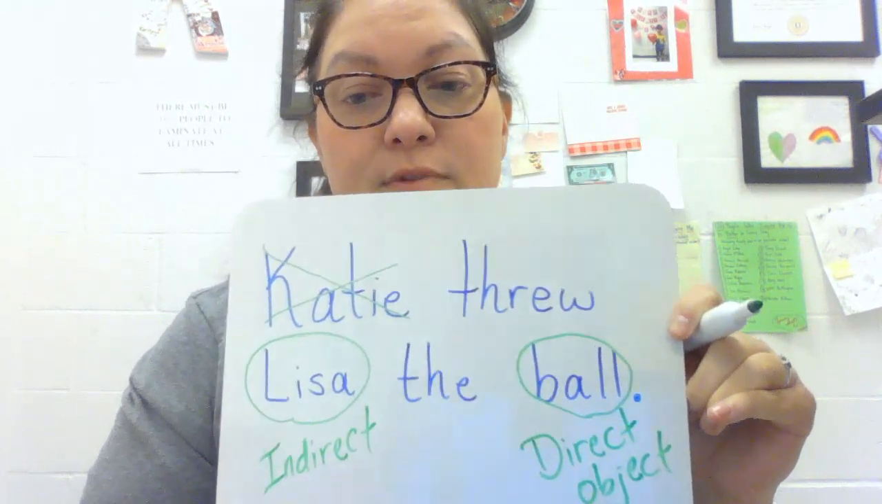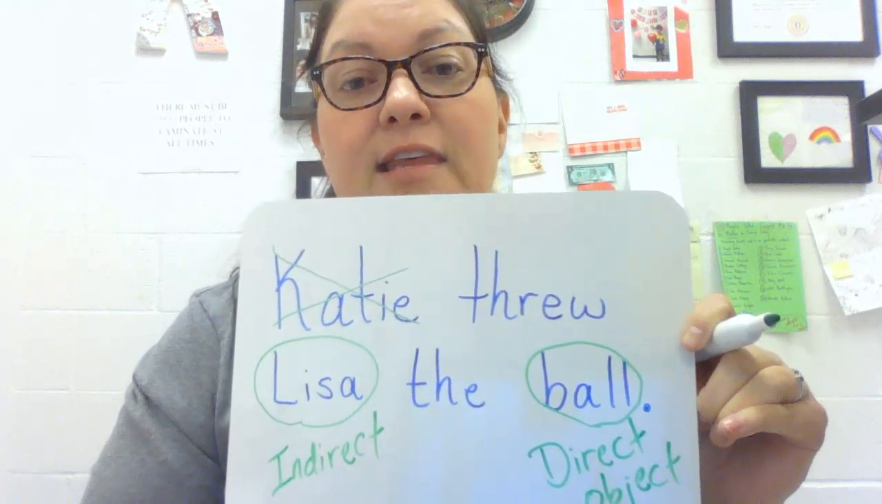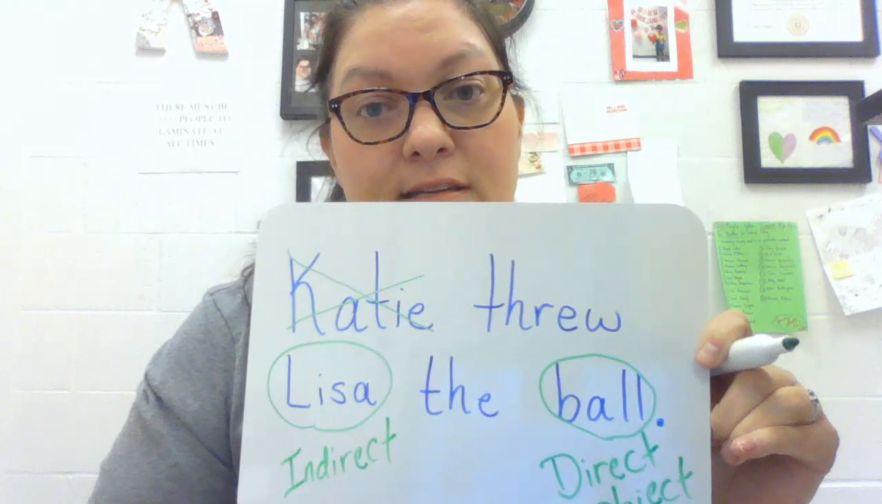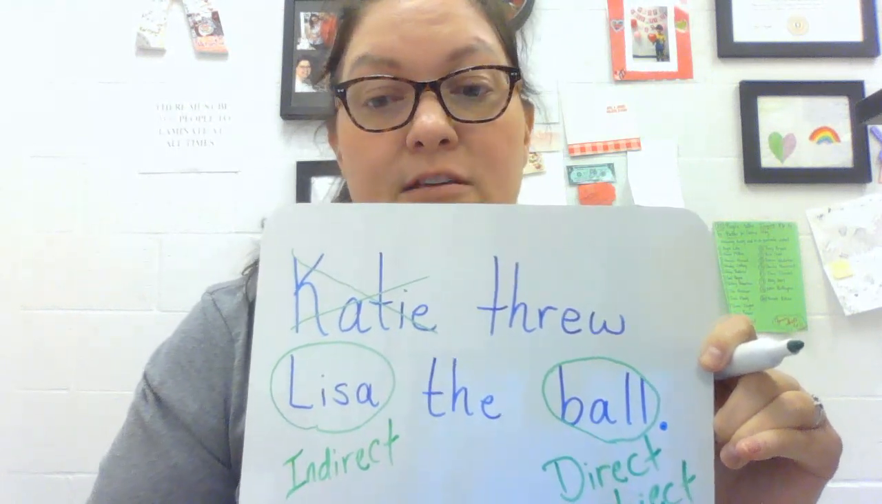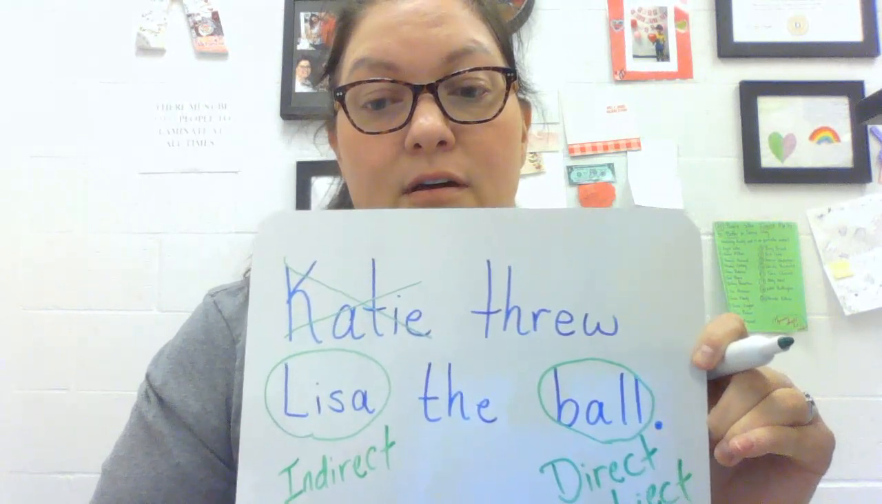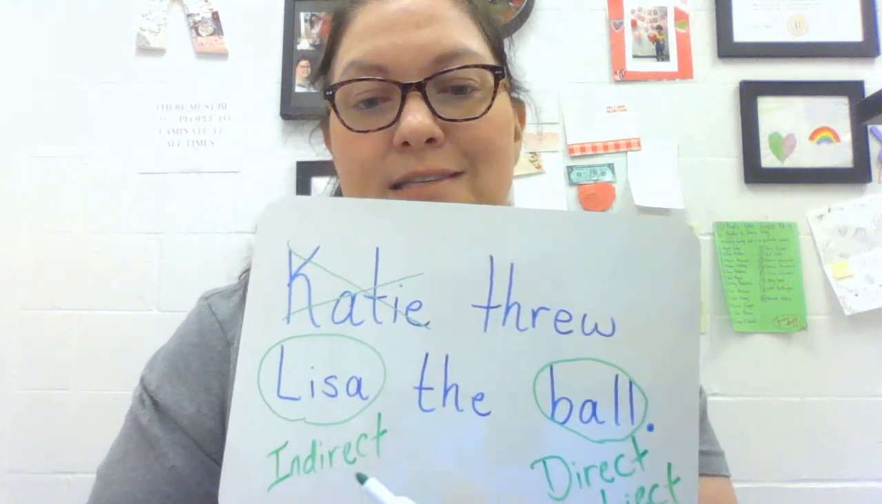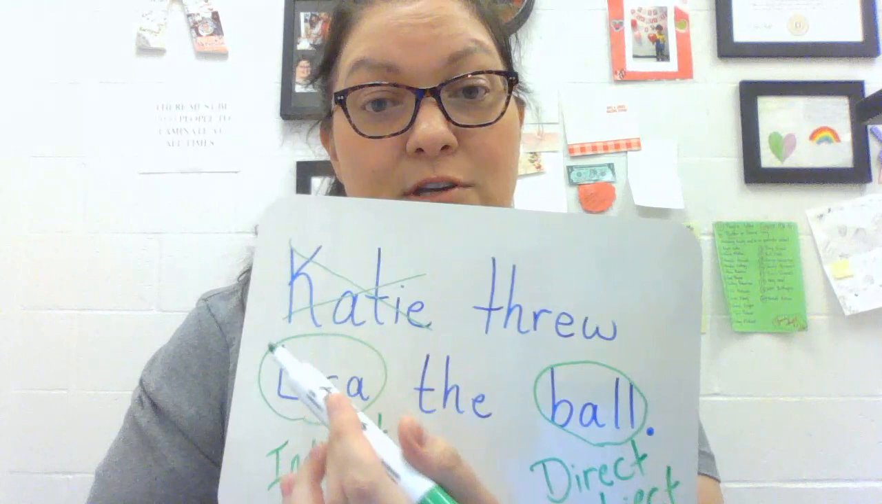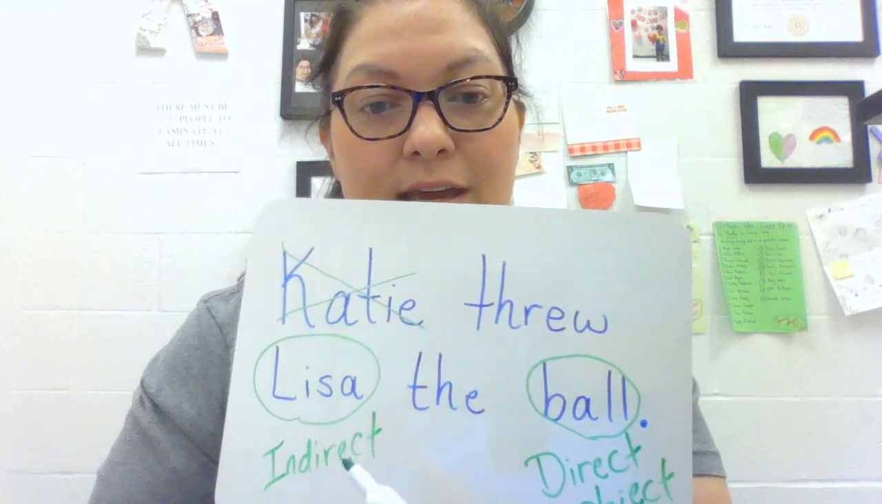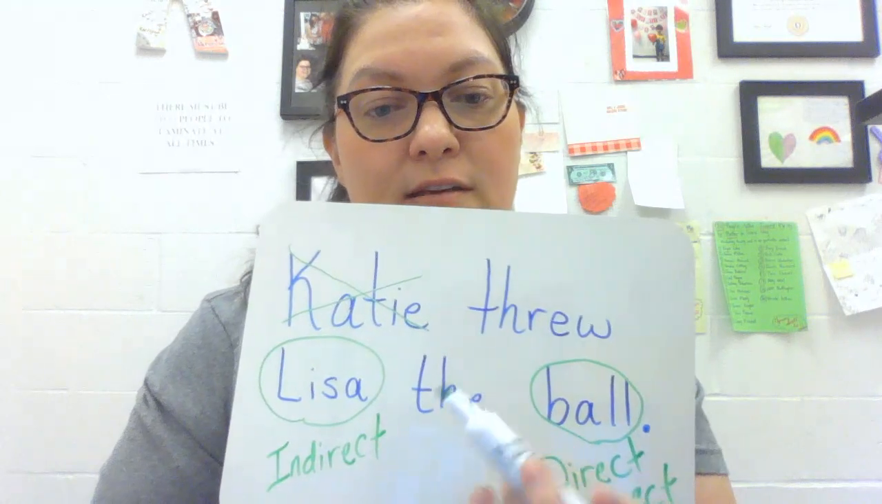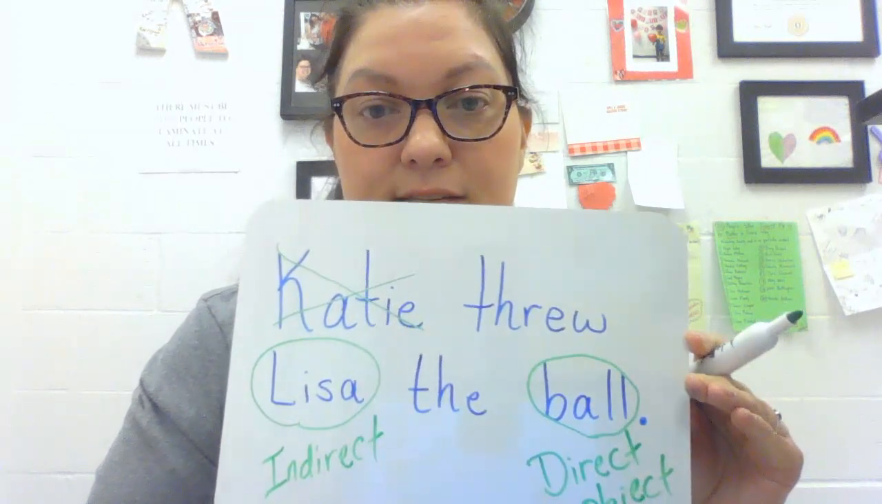So the ball is the direct object that is receiving the action from the verb in the sentence. And then Lisa is indirect, meaning she's being impacted or affected by the ball being thrown, but she's not the subject like Katie, who the sentence is about, and she's not the thing being thrown. She's another object noun in that sentence.